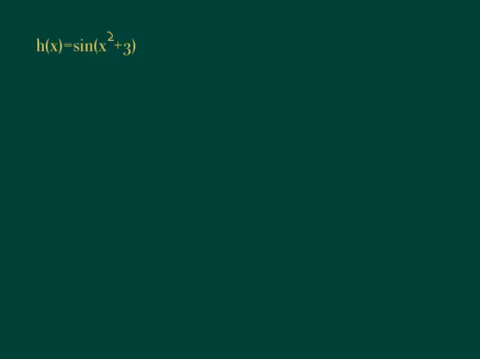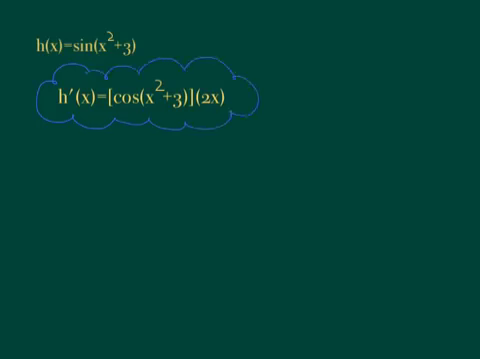The derivative of sine of x squared plus 3 is cosine of x squared plus 3 multiplied by 2x. This should look somewhat familiar. We know that the derivative of sine is cosine, and the derivative of x squared plus 3 is 2x. So you might be able to work out this rule for yourself. It's the derivative of the external one, or the main one, multiplied by the derivative of the internal one. Let's write out that rule.